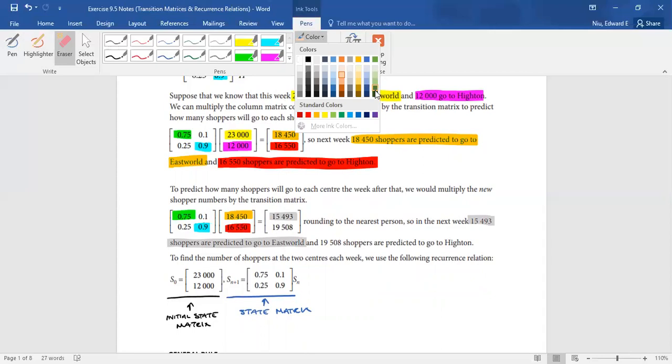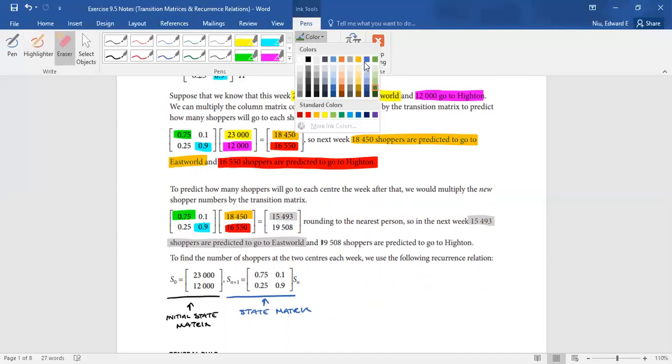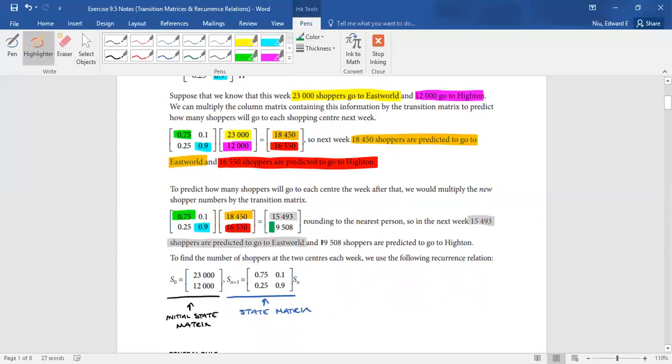Maybe we can use this dark green. That's kind of gross. Oh, but now we can't see the words. Why aren't there more colors on the palette? Dark green? Maybe this green. Yeah, that works better. All right.